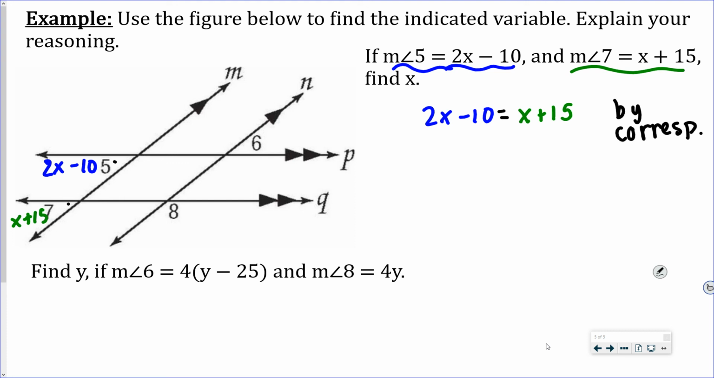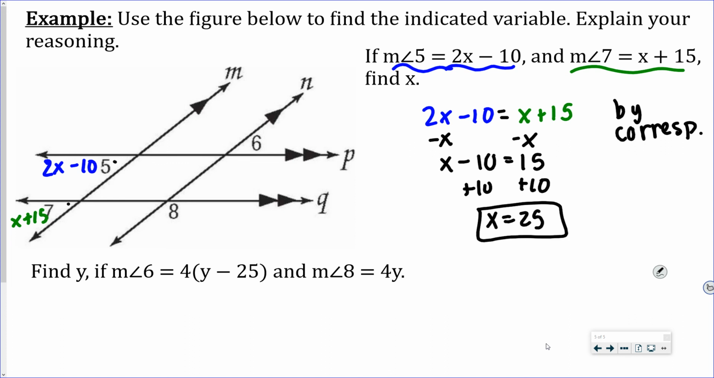All right, solve this quick. X is 25. We could plug that in there, and you get both of them to be 40 degrees. Okay?